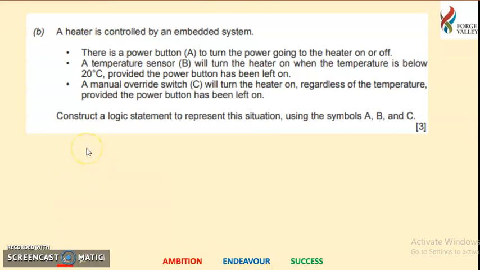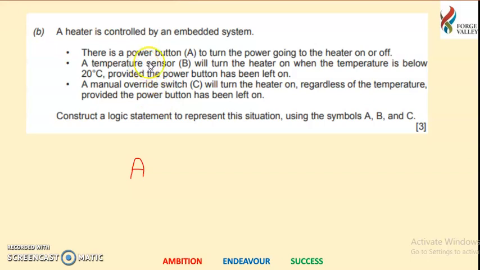What a few people wanted to do was actually create sentences, and it wasn't asking for that. It was asking for that Boolean statement, logic statement. So we've got A, and it says that A has to be there, so it's going to either be on or off. So we have to have A.